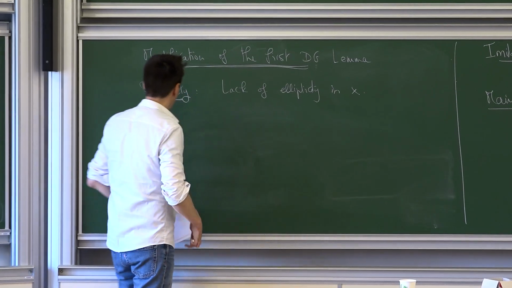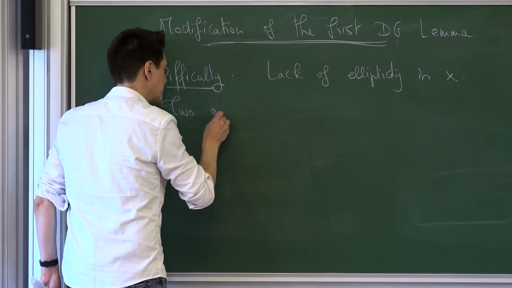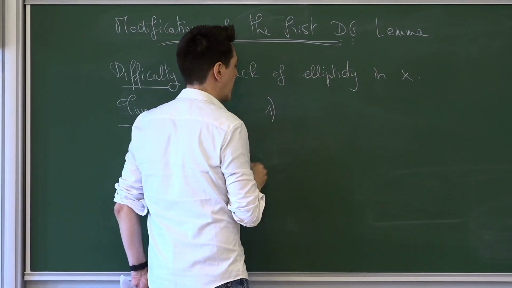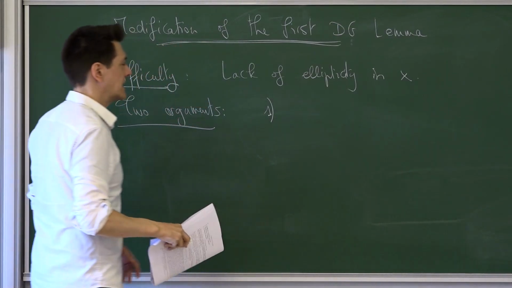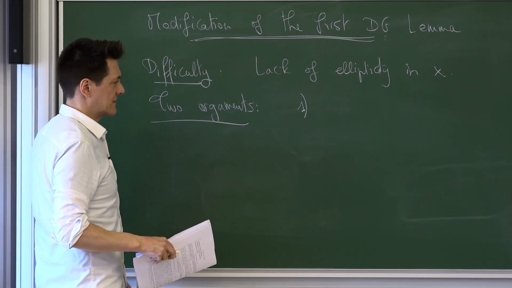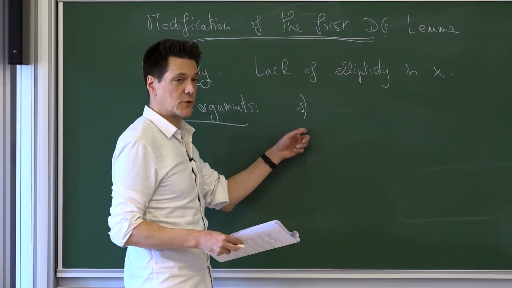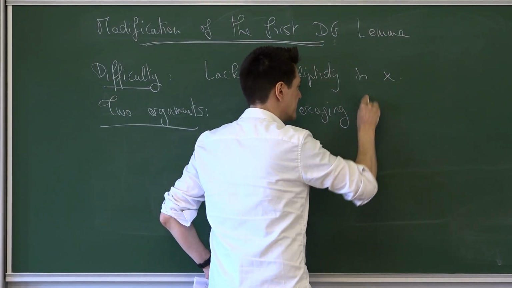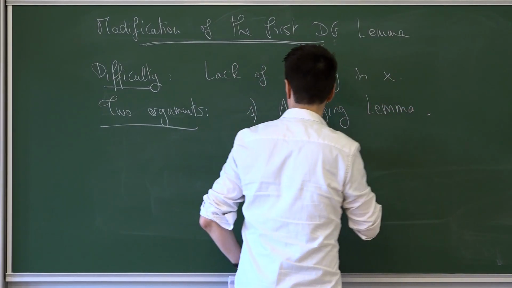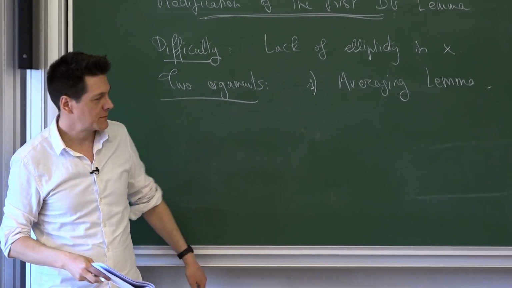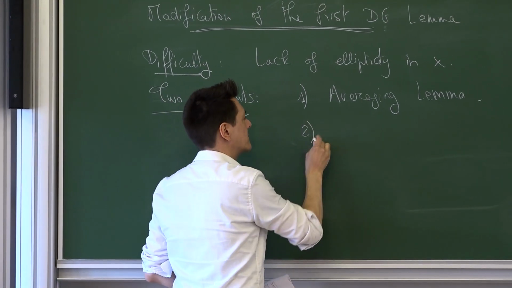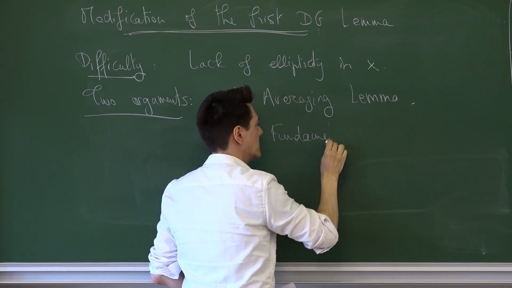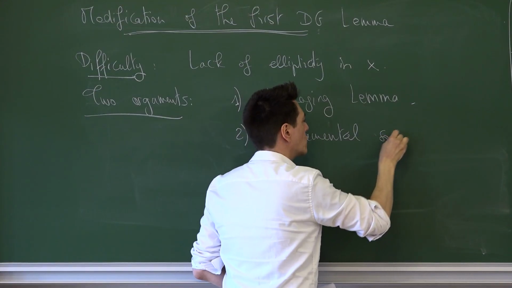The problem is X. And I will give two arguments. One that is less sharp and maybe slightly less direct if you want, but I think more robust for some application. One is based on averaging lemma. So I have to be careful with the statements I give because I have the father of averaging lemma in the room. And the second one is based on reducing to the fundamental solution of the Kolmogorov equation.